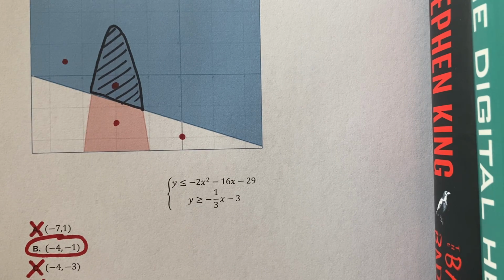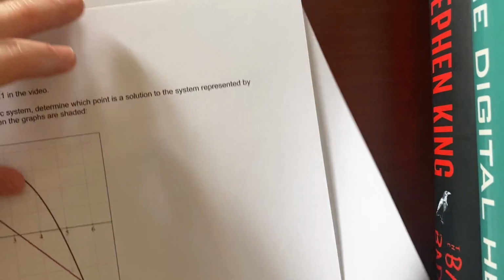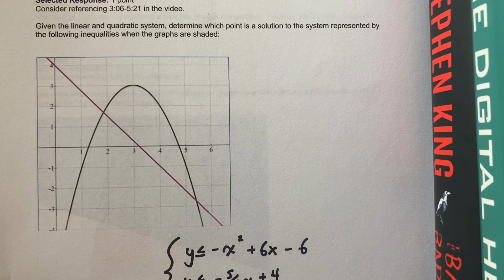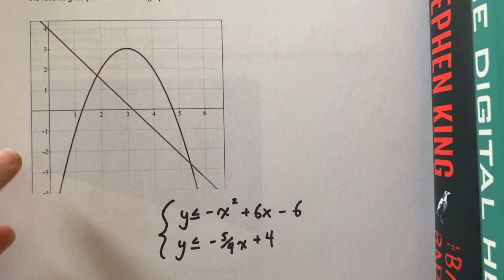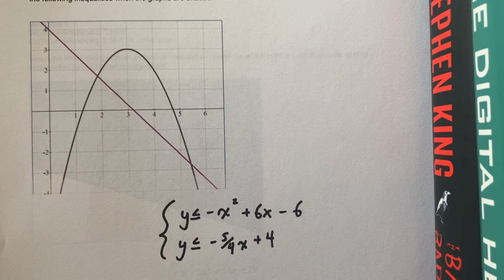Question number 2. Very similar question here, except it doesn't have the shading done for us. So let me straighten my papers here for a second. Okay. It says, given the linear and quadratic system, determine which point is a solution to the system represented by the following inequalities. So literally the exact same question. The equations are different here. However, our shading is not already done for us. So we want to shade both of these separately. We want to figure out where those shadings overlap, and then just like question 1, figure out which point is in both of those shadings.